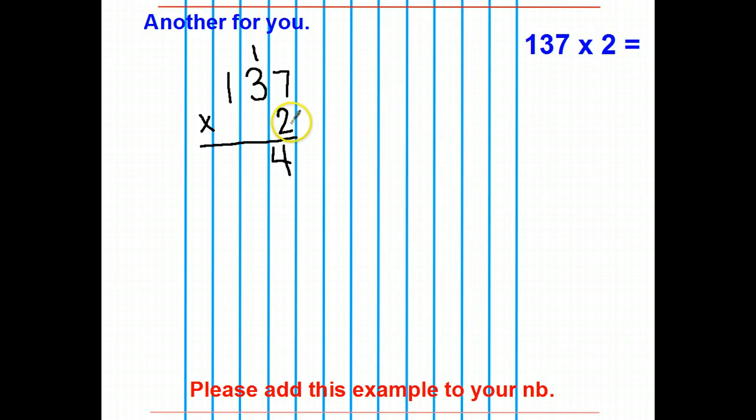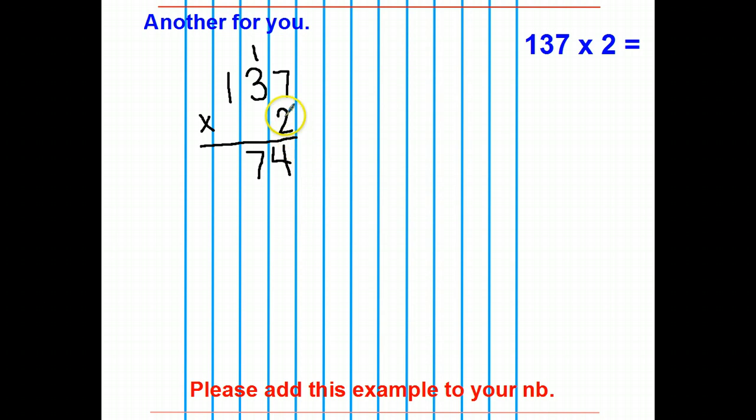Well, your next step was to take ones times tens. So 2 times 3 tens gives me 6 tens. But there's one here. So 2 times 3 is 6 tens, plus 1 ten gives me 7 tens. All right, stop the video and do the last step.